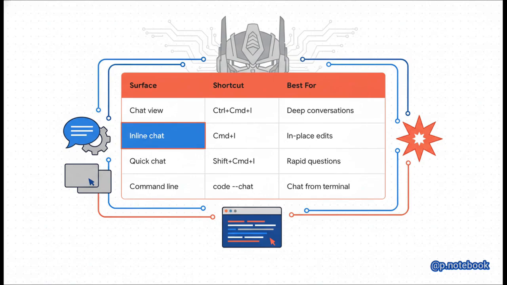So here they are, your four main options. The main chat view, that's your headquarters, your command center for the big, deep, multi-step conversations. Then you have Inline Chat, which is perfect for those quick surgical strikes right in your code. Quick Chat is for when you just need a fast answer without breaking your stride. And yep, you can even kick things off right from the command line. For this explainer, we're going to treat that main chat view as our primary home base.